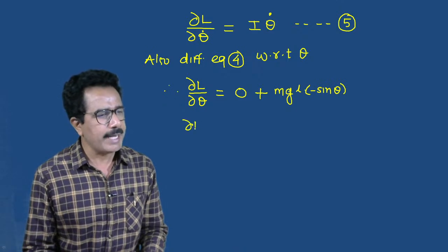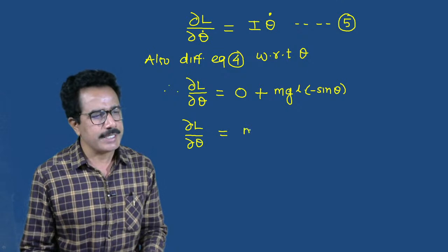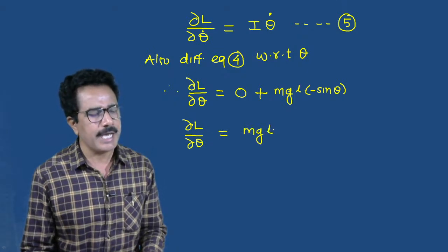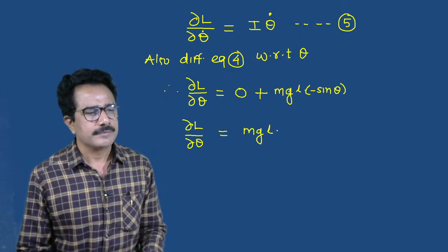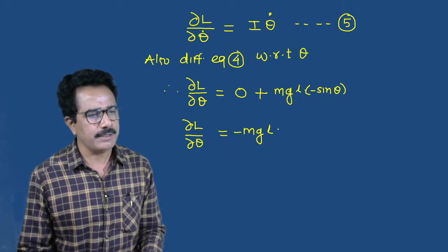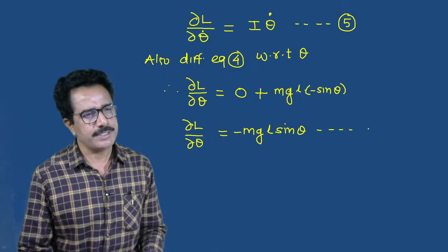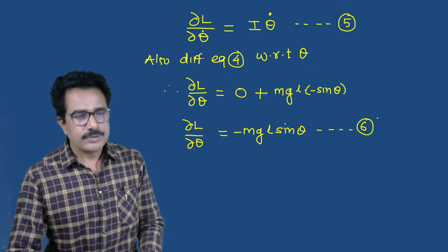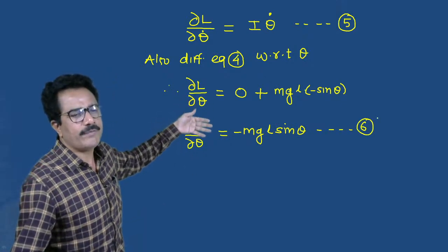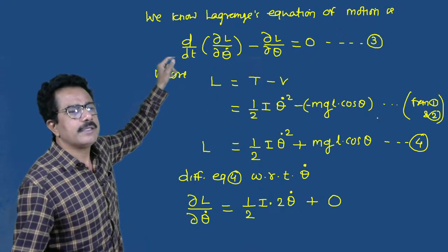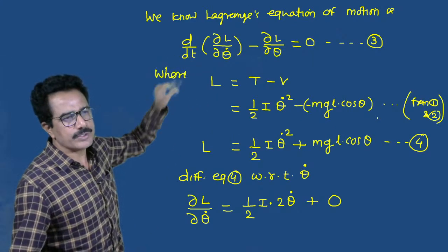So dou L by dou theta gives us minus mgl into sin theta. Suppose this is 6. So put the values of equations 5 and 6 in the Lagrange's equation of motion.